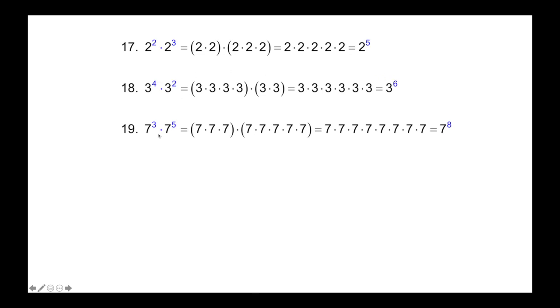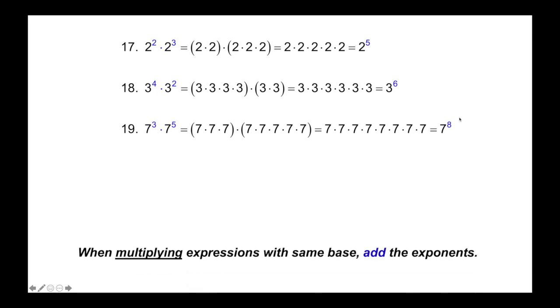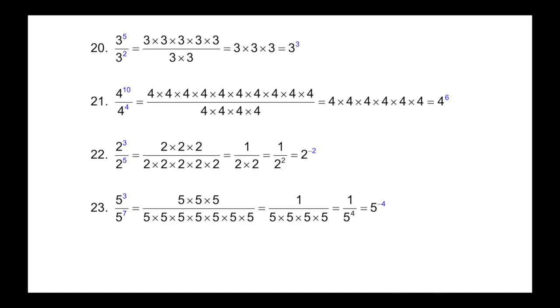And then for this one, same thing. 3 7's. This one accounts for 5 7's. So in all, I have 8. And so 7 to the 8th would be my answer. So again, when multiplying expressions with the same base, and they have to have the same base, we're going to add their exponents. Now when we're dividing, again, they have to have the same base.